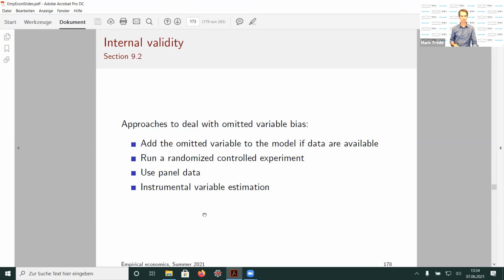Another way, well, that's a bit theoretical, of course, you could try to run a randomized controlled experiment. That's the gold standard in a way. But we've seen in the very first week that running a controlled experiment is usually not really an option in economics. And there are two techniques which we will talk about later on. You could use panel data. Remember, panel data means that you observe the same individuals or the same units period after period, so not only once, as in a cross-section, but multiple times. Or you could use instrumental variable estimation. And we will talk about that in detail later on.